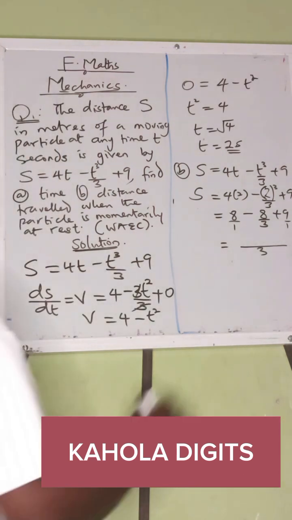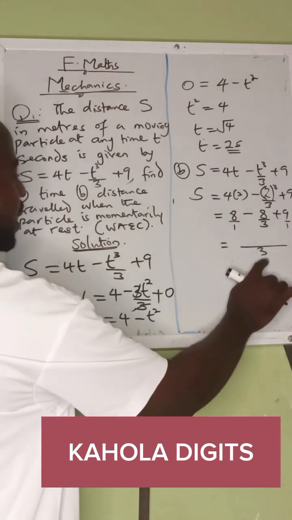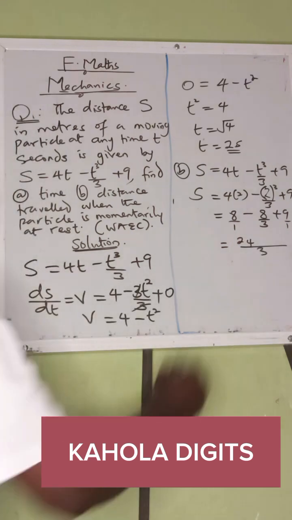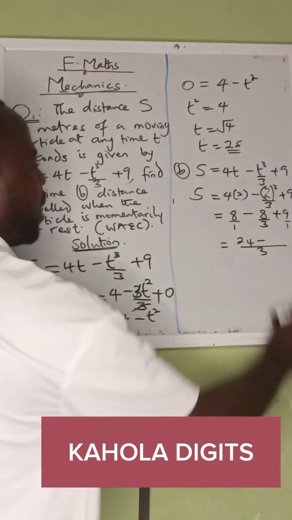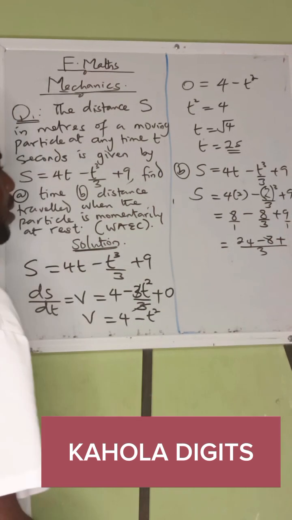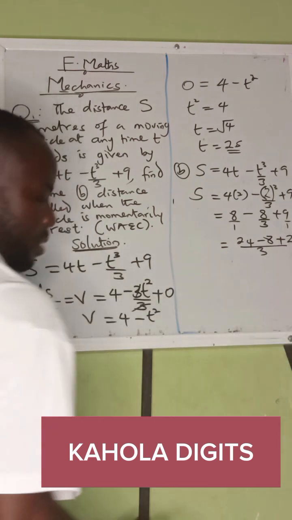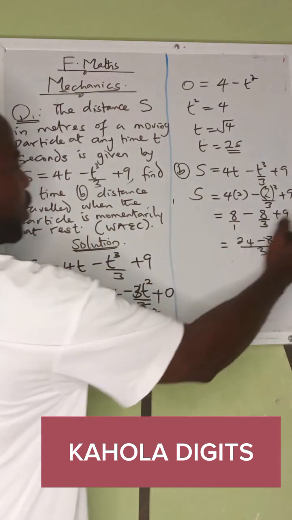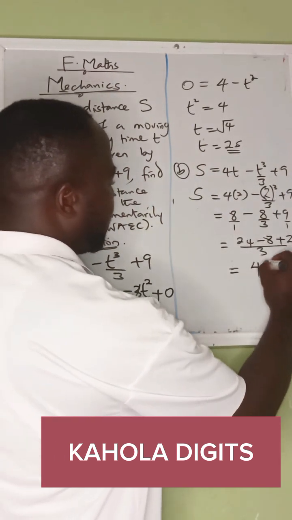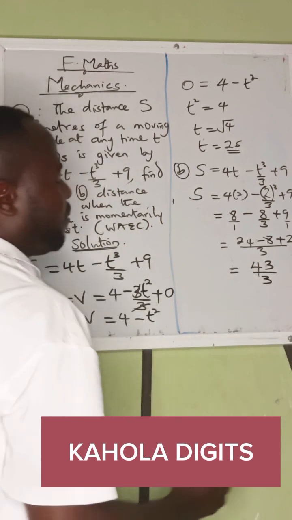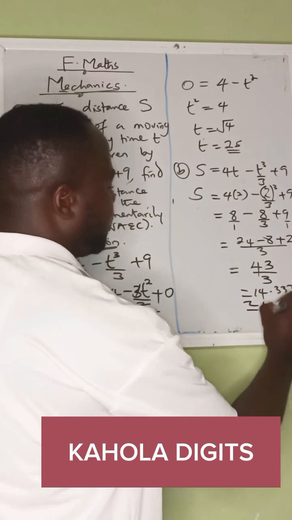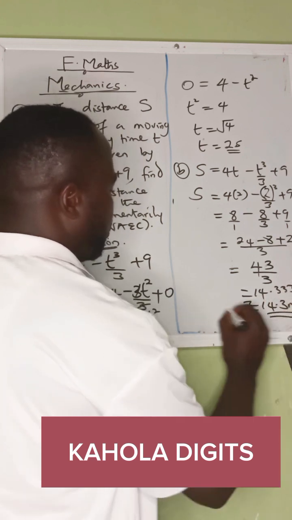The LCM of 1, 3, and 1 is 3. 3 multiplied by 8 is 24. Minus 8, since 3 in 3 is 1, multiplied by 8, gives 8. Plus 3 multiplied by 9, which gives 27. So we add 24 to 27, then subtract 8. That gives us 43/3, and 43 divided by 3 is 14.333, which is approximately 14.3 meters.